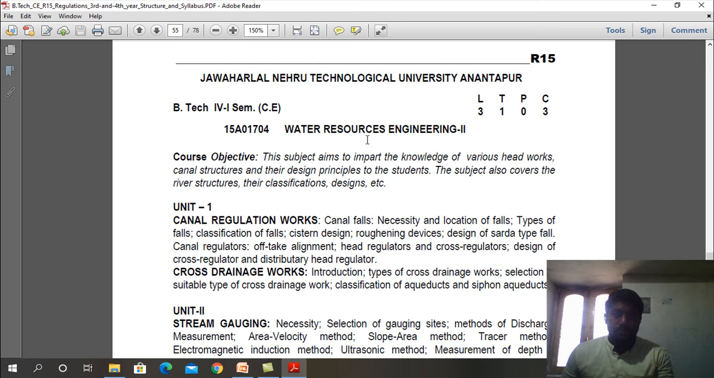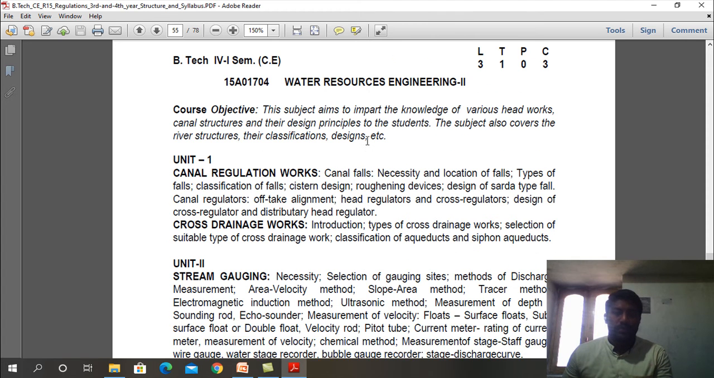Today we are going to discuss our new subject, WRE II, Water Resource Engineering 2. In the previous semester we had seen WRE 1, Water Resource Engineering 1, and like WRE 1, WRE 2 also has 5 units itself. What are they? Let's have a look at them.